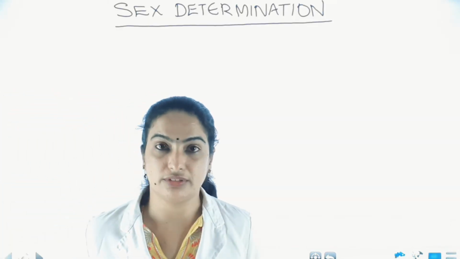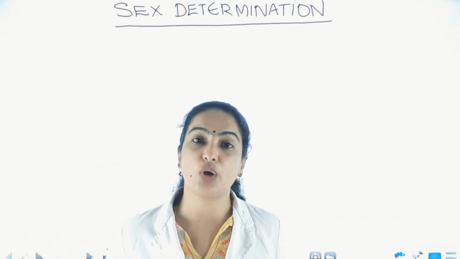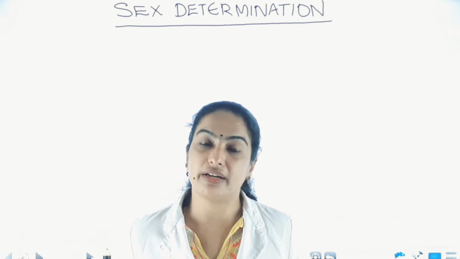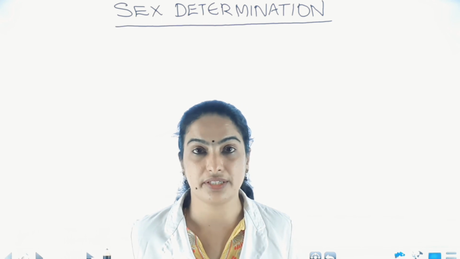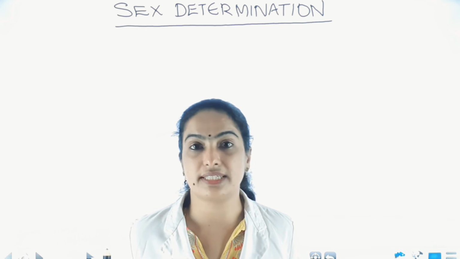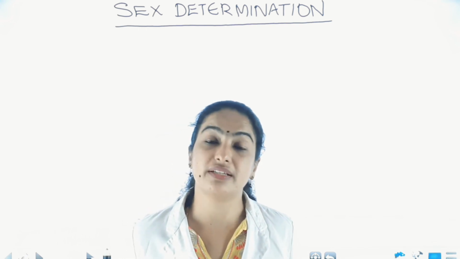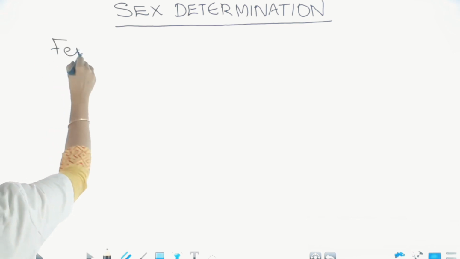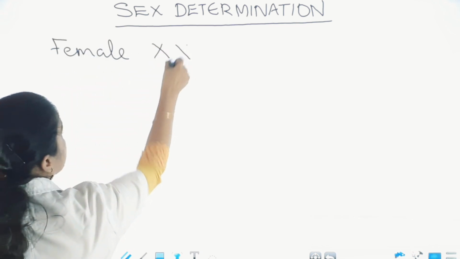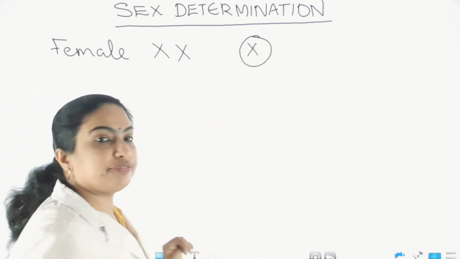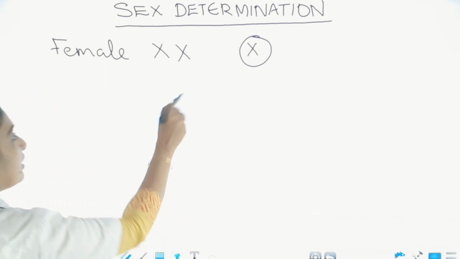Now we can see the next topic, sex determination. You already learned in 8th standard how we can determine the sex of a child. The sex of a child is determined by what they inherit from the father, not from the mother. And the sex chromosome pattern of human beings: the female is XX. So the female gamete, the ovum, consists of only one type of sex chromosome.